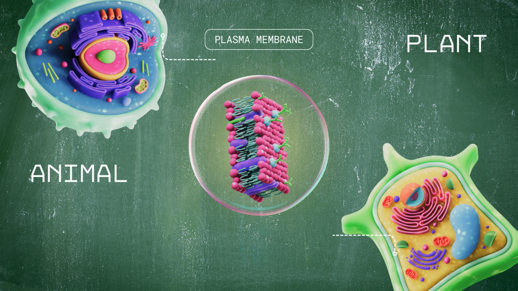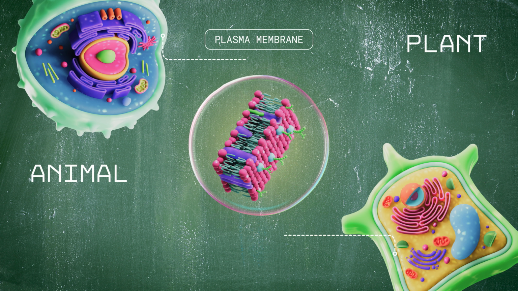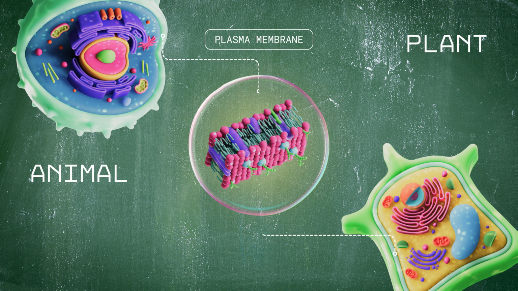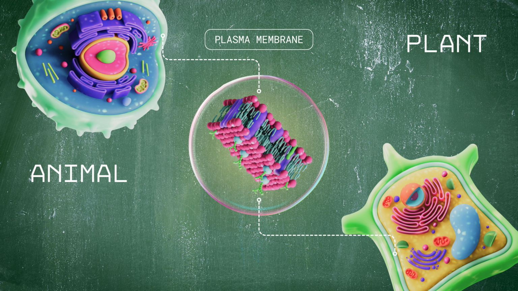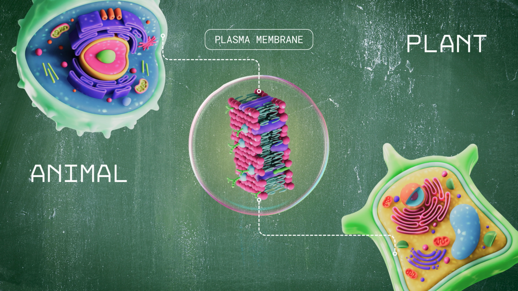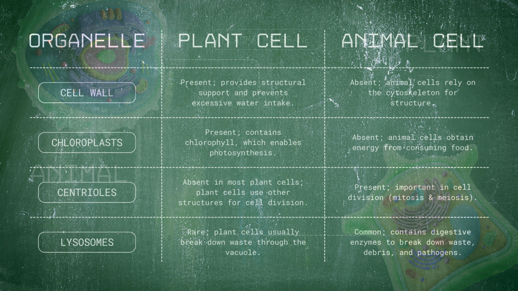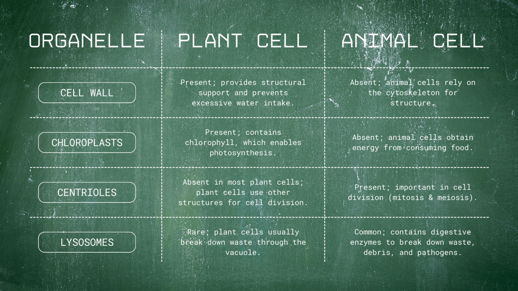Surrounding the whole cell is the plasma membrane, a flexible boundary that decides what enters and what leaves the cell. Both animal and plant cells have it, and it works like a security guard at the gate. But here's where things start to differ. Plant cells have an extra layer, the cell wall. This tough covering made of cellulose gives the cell its shape and makes the plant stand strong. Animals don't have this, which is why their cells are softer and more flexible.